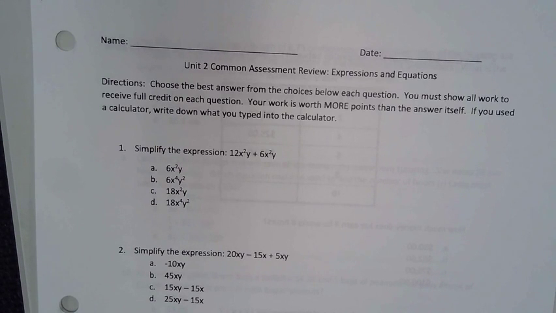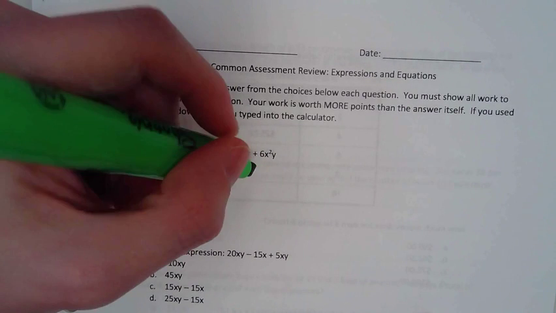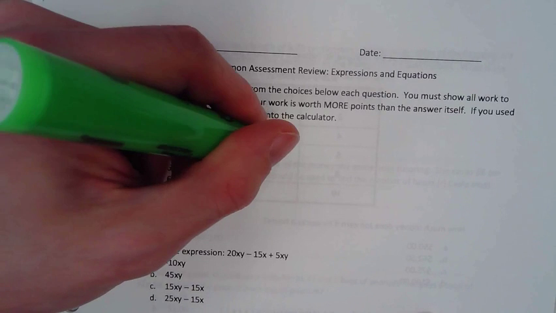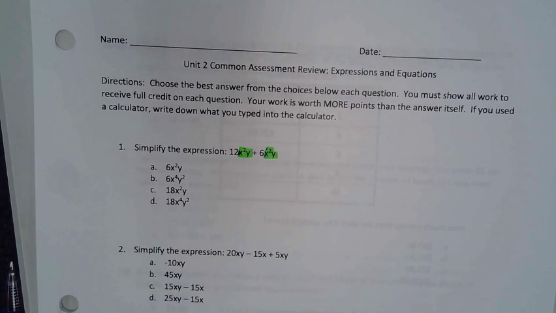12x squared y plus 6x squared y. Can we combine like terms? Yes, we can. Why can we combine those terms? Because they're the same. Look at their variables. They're exactly the same. We have x squared y and x squared y. They're exactly the same, so we can combine them.